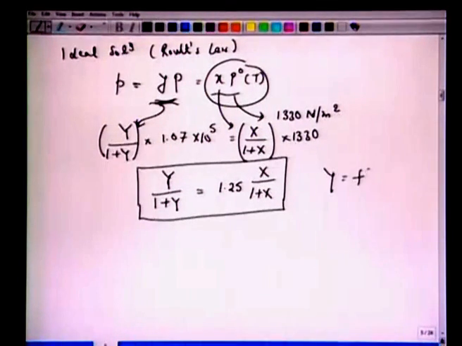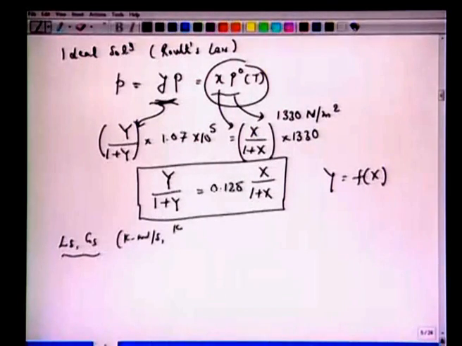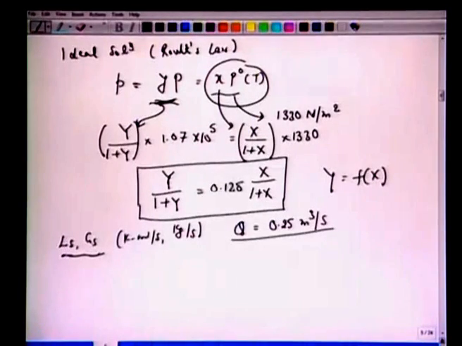Y as a function of x. Now before we draw the operating curve, remember we are supposed to work on LS and GS, which is kilomole per second or kg per second. Either way one can write here, and we talked about the advantage here that the operating line is straight. Now the flow rate is given, Q, which is 0.25 cubic meter per second. Alright, so all we do, we convert this into kilomole per second for the gas phase.